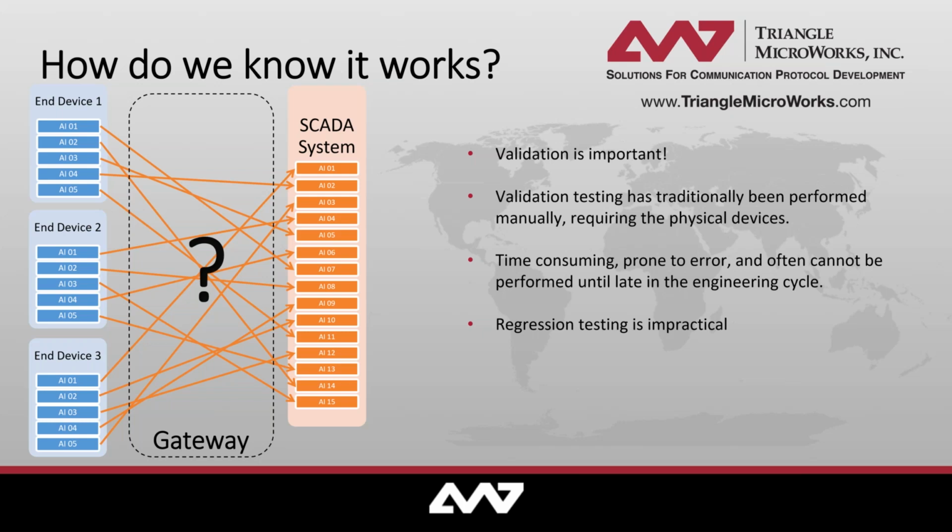The common approach to validation testing is for an engineer to connect to each end device individually, manipulate a specific data point, check to see if the manipulated data makes it through the gateway to the SCADA system, and then rinse and repeat. Given the size and complexity of modern SCADA systems, thorough gateway validation testing can be incredibly time-consuming. Additionally, manual processes such as this are notoriously prone to error, and any late changes to the gateway might mean that validation testing needs to be repeated. All of this has led to Triangle Microworks seeing the need for a better solution.